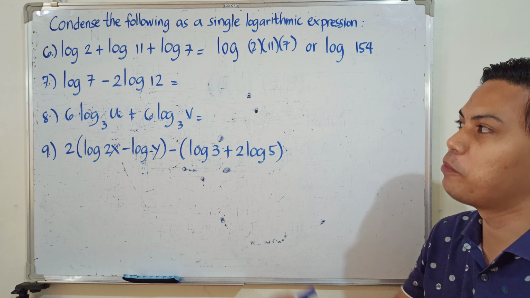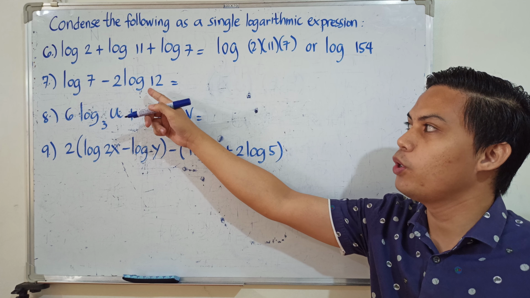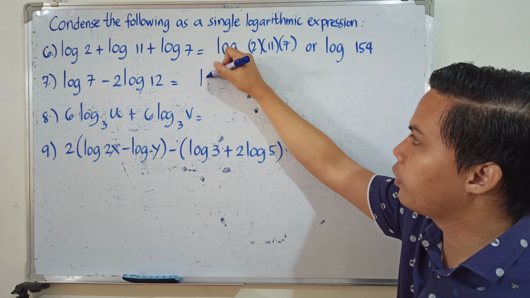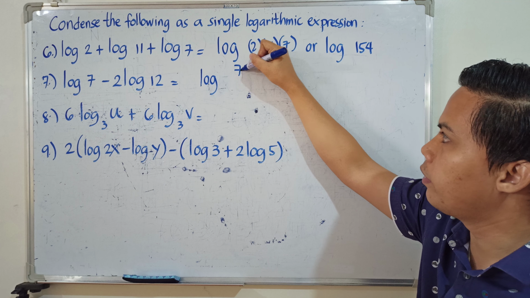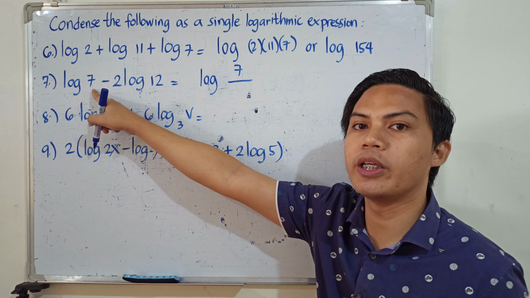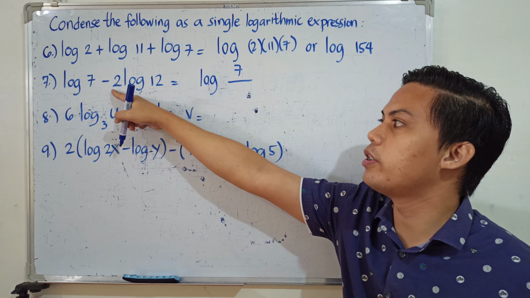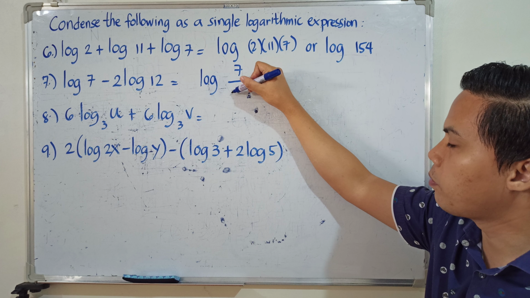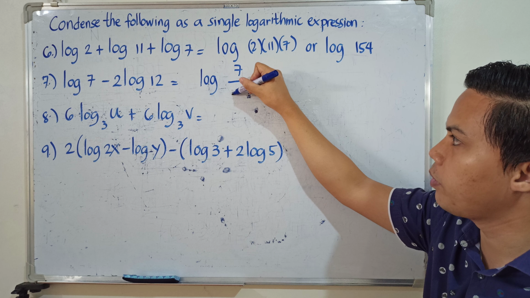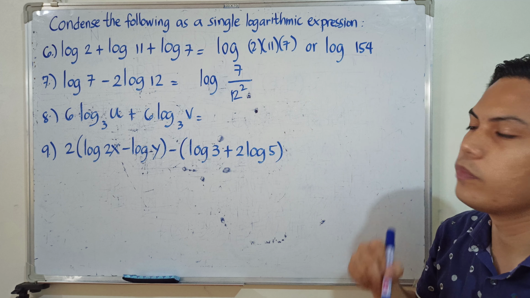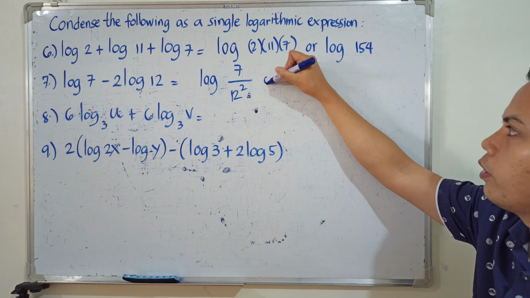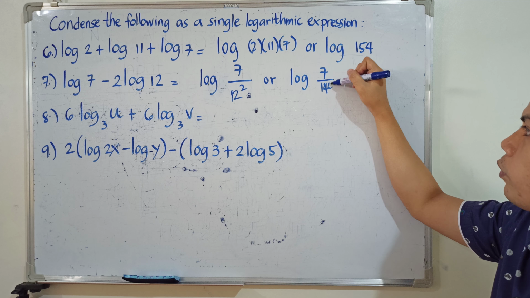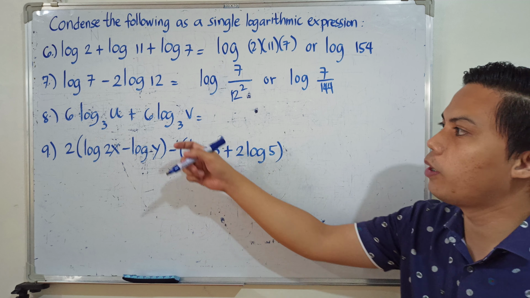Okay, number 7, we have the logarithm of 7 minus 2 times the logarithm of 12. So it will be written as the logarithm of 7, kasi ito yung magiging numerator natin. Then sa baba naman, we have this expression. So again, isang logarithm lang yung isusulat natin. So sa baba or denominator, we will have 12 squared. Or you can simplify that further. You can have logarithm of 7 over 144.